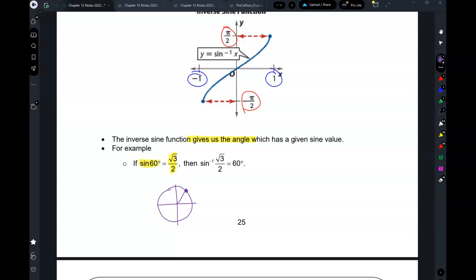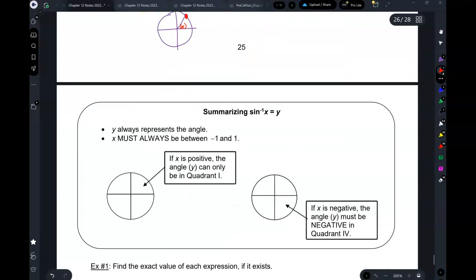Now, if I asked you inverse sine of root 3 over 2, what I'm asking you for is, what is the angle that intercepts this so that the y value is root 3 over 2? So what angle intercepts at a y value of root 3 over 2? 60 degrees. Your answer will be 60 degrees. Okay? All right. Now, let's summarize this.